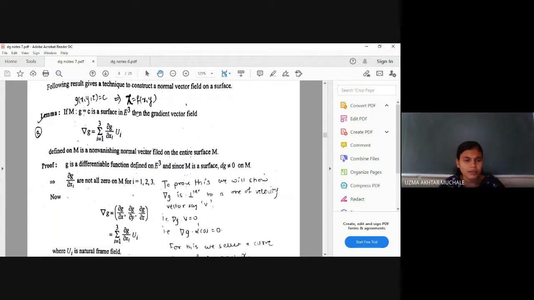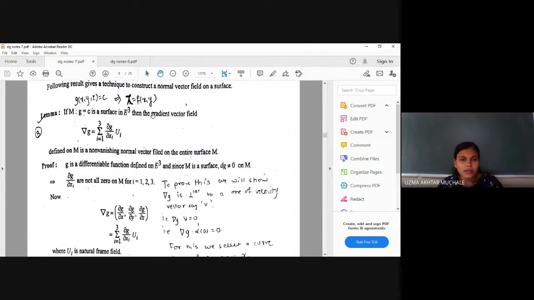What is the next point? If g equal to c is a surface given to us, we have to find a gradient vector field. Okay. So what will be the vector field or gradient vector field? How to find a tangent vector field? It is very easy to find a tangent vector field if you know the normal vector. Normal vector means what? It is perpendicular to a tangent. That means if you have a normal and a tangent, then the product of these two should be equal to 0. Correct? So if g equal to c is a surface given to us, obviously dg is not equal to 0.